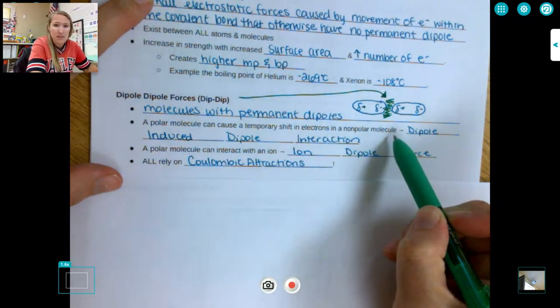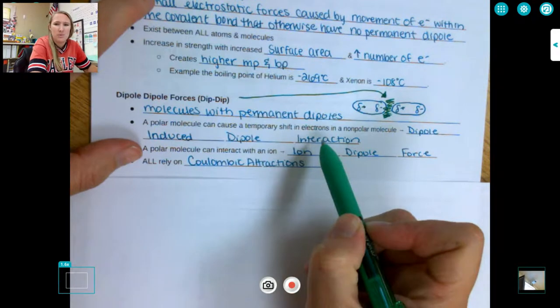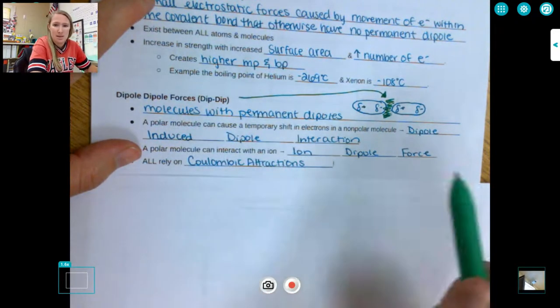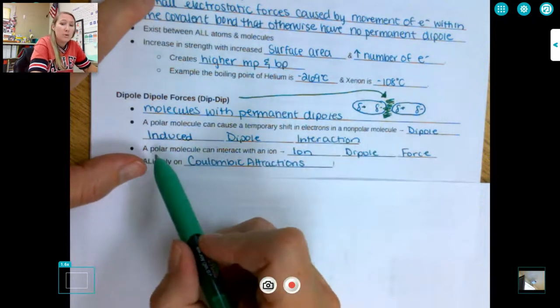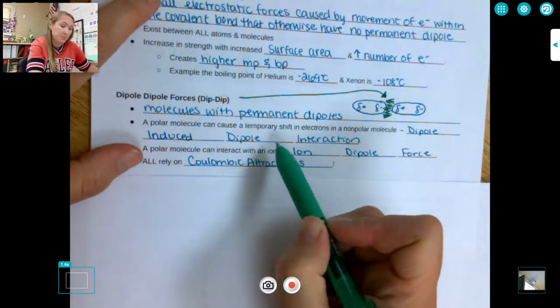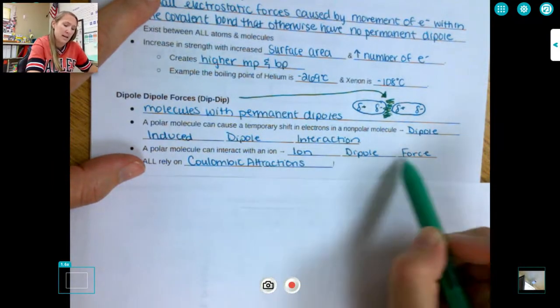So that can happen. It doesn't happen a lot, but it can. And this is a dipole-induced dipole interaction. That makes sense, right? Didn't have a dipole, but one came along and induced a dipole in the other one. A polar molecule can also interact with an ion. That's how we have dissolving happening. And this is called an ion-induced force or an ion dipole force.